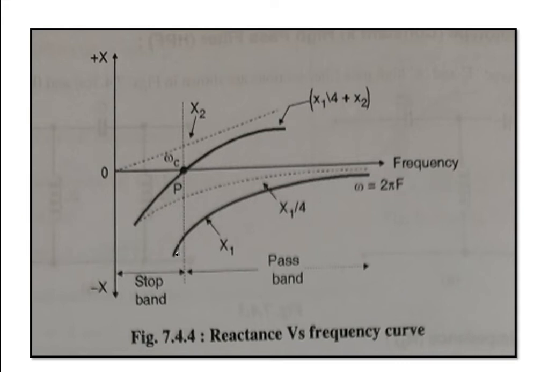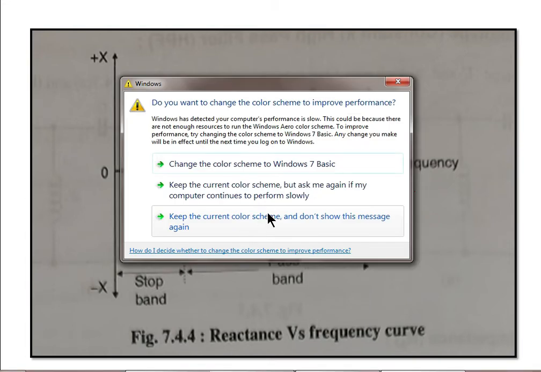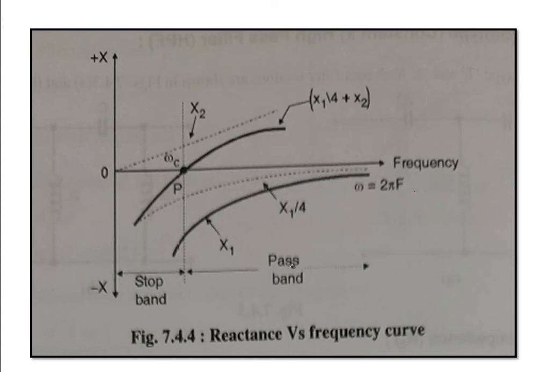As the frequency increases, definitely the angular frequency increases. Then X1 goes on decreasing towards the positive value. That's why at the point P, below the cutoff frequency it acts as the stop band, and above the cutoff frequency it acts as the pass band. So here we have designed a high pass filter, meaning only the high frequency of the signal is allowed to pass through the output of the system.